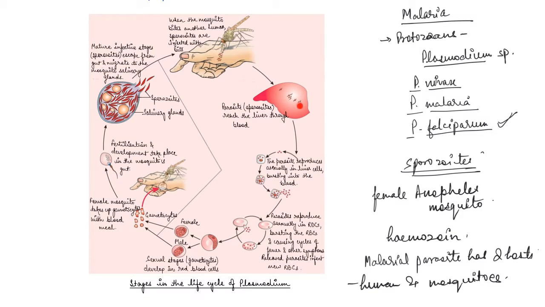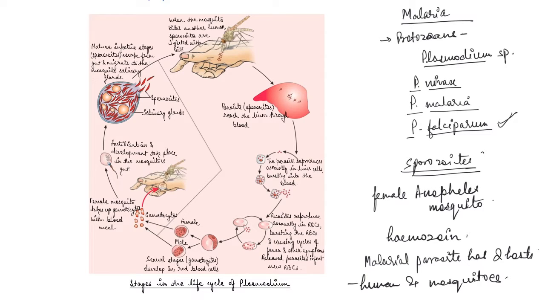Now they reach the liver cell, and what they do is they start multiplying in the liver cells, and then they burst into the blood. They come into the blood. Now here what they do is they basically start breaking RBCs, and because of that a toxic substance, hemozoin, is released, and that causes fever and chills, right?